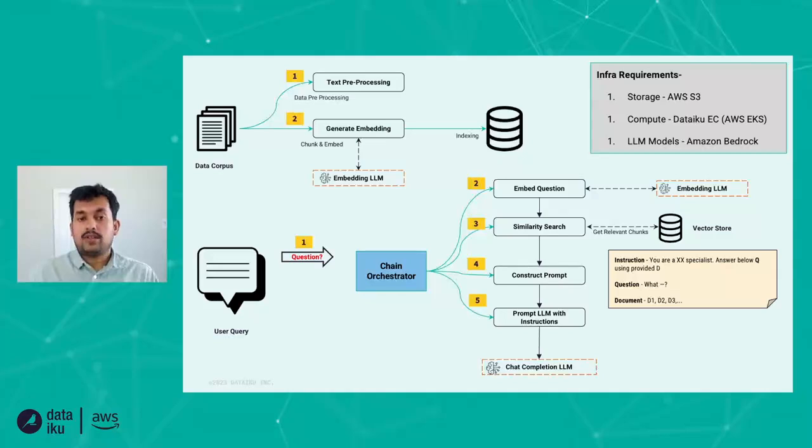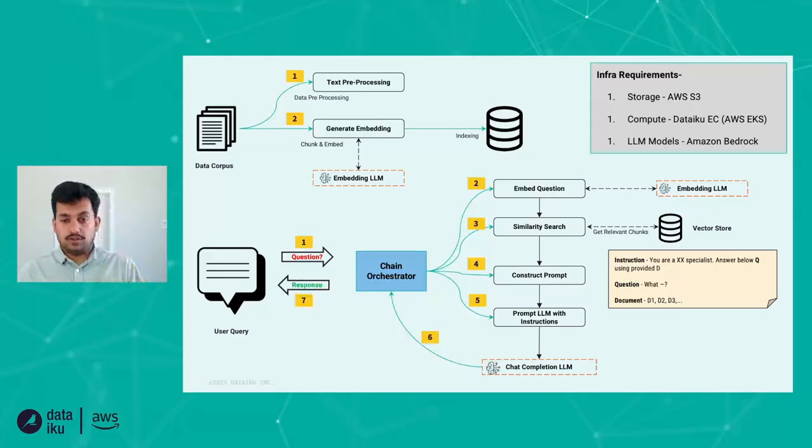And then you prompt the LLM with all these instructions. That's where your chat completion LLM comes into the picture. Now the LLM is going to provide the responses, your chain orchestrator attaches the responses with the sources, and that's what the user sees on the screen.